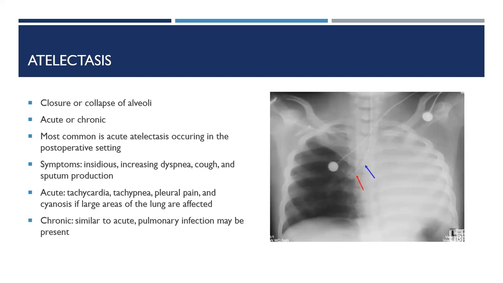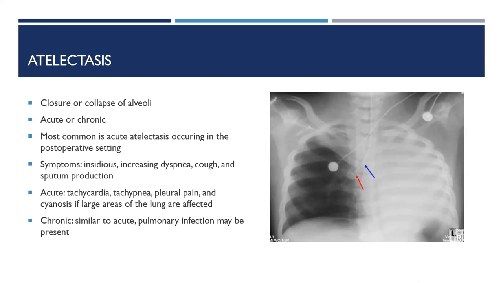Atelectasis is when we have complete collapse of alveoli. As we are collapsing our alveoli, we are losing the ability to oxygenate through those alveoli. So the collapse can happen quickly. The collapse can be chronic. One of the most common ways you can have atelectasis happens during the postoperative period.